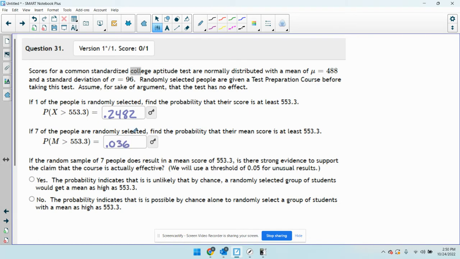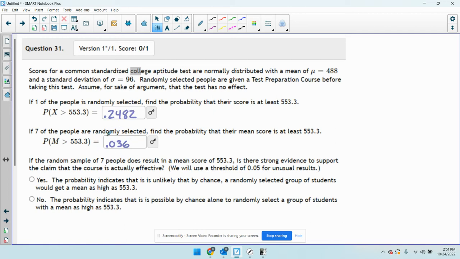Okay, if the random sample of 7 people does result in a mean score of 553.3, is there strong evidence to support the claim that the course is actually effective? So generally speaking, we always compare this percentage to 0.05. So them getting a score above 553 just purely on luck is about a 3.6% chance. So it's pretty unlikely that they would do it purely out of luck. So if it does happen, then we could safely say that it's probably because of the test prep course.